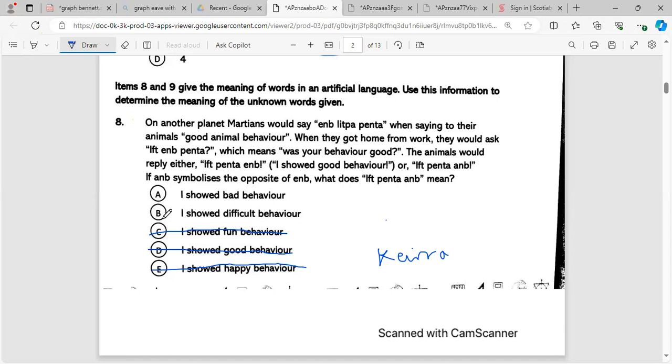And if you look at A, it says I showed bad behavior. So yes, bad is the opposite of good. So that means it would represent I showed bad behavior. Okay. Agreed.